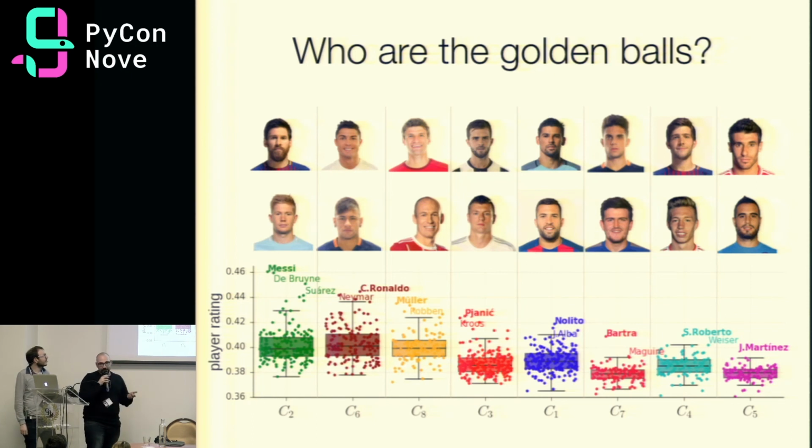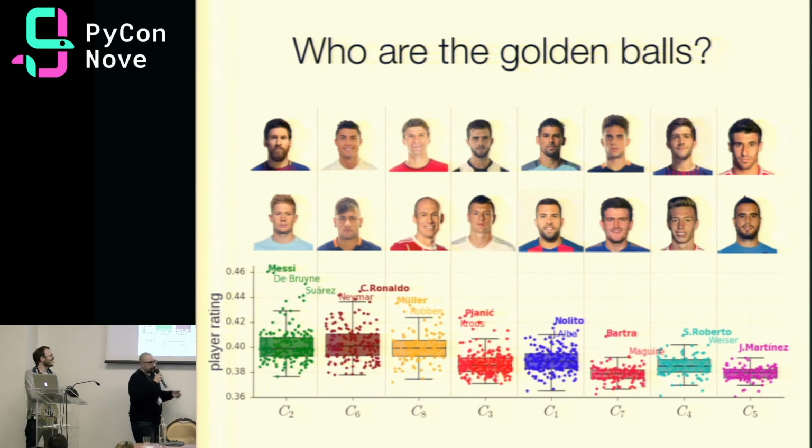Not surprisingly, the best player in this cluster is Lionel Messi, immediately followed by De Bruyne, who is actually evaluated as a very expensive player nowadays. And then you have Suarez. Not surprising again, the best player in this cluster is Cristiano Ronaldo, followed by Neymar. Then you have Müller, Robben. As midfielders, Pjanic and Kroos are the best ones. Nolito, Jordi Alba, Bartra, and so on and so forth.